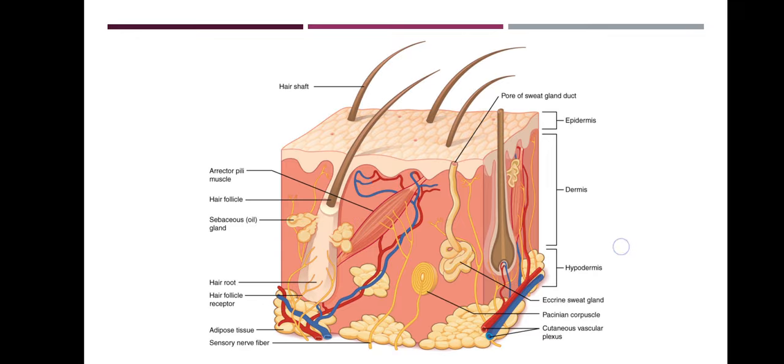Here you can see the various structures of the integumentary system: the hair shaft, arrector pili muscle, epidermis, dermis, hypodermis, sweat glands, hair root, sebaceous glands, hair follicles, adipose tissue, and sensory nerve fibers.